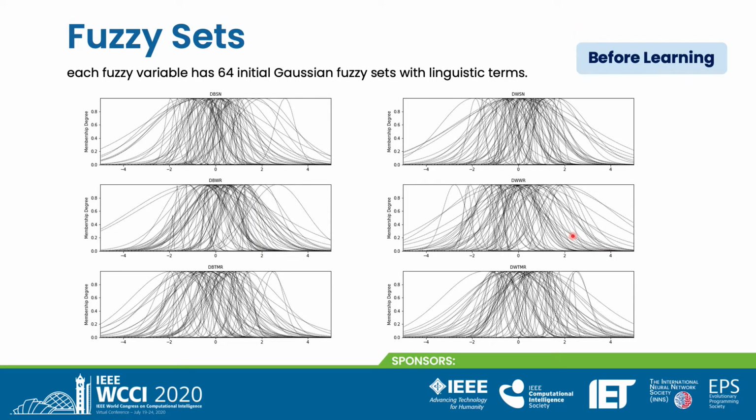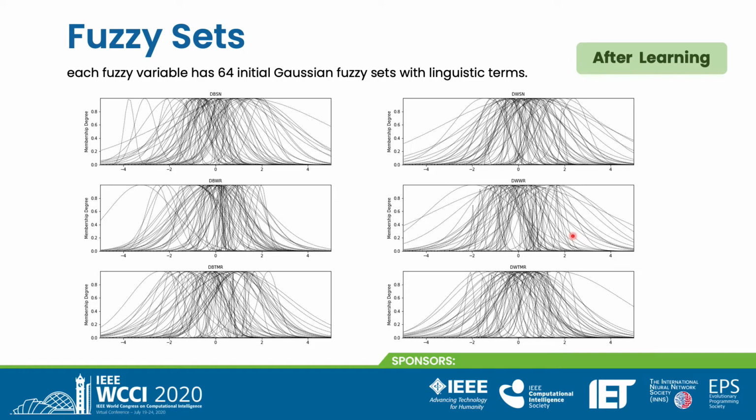And the next is our fuzzy set of the fuzzy variables. Each fuzzy variable has 64 initial Gaussian fuzzy sets with linguistic terms. This is before learning, and here is the fuzzy set after learning.